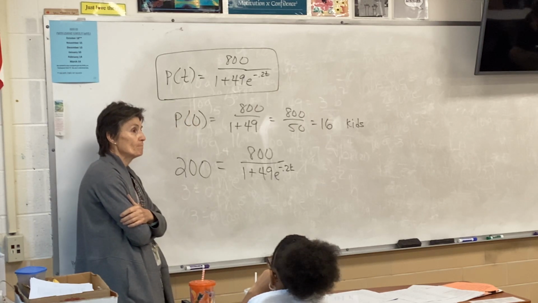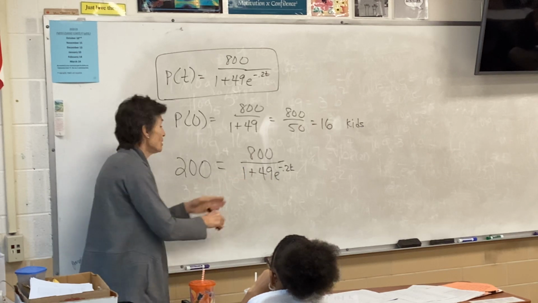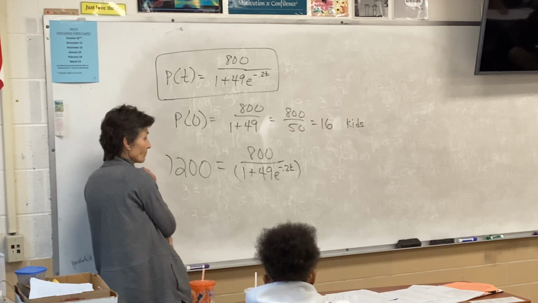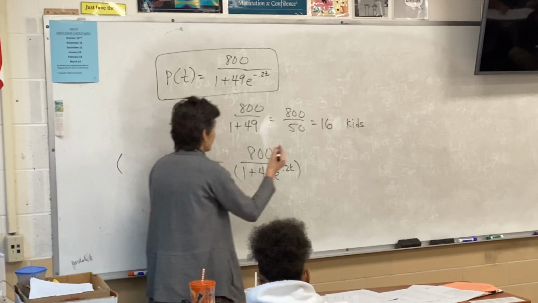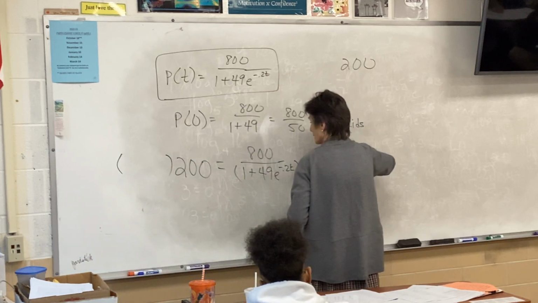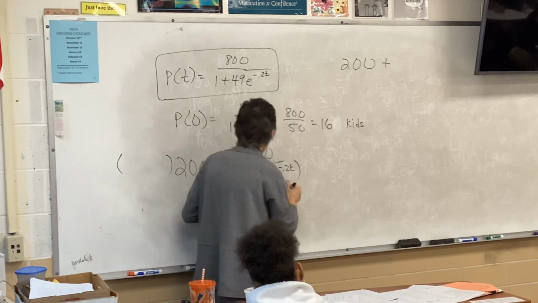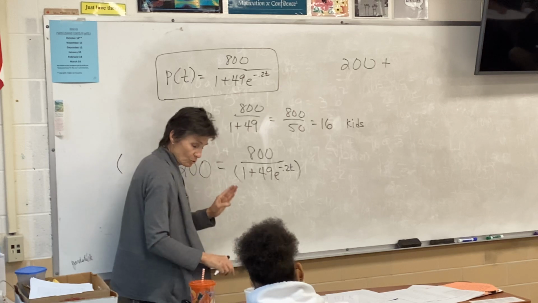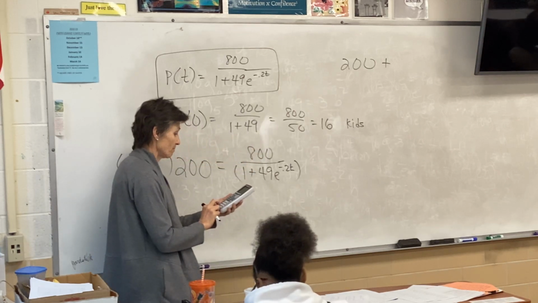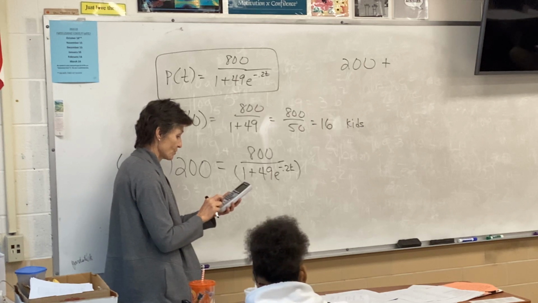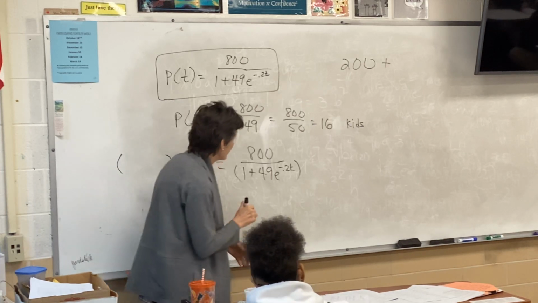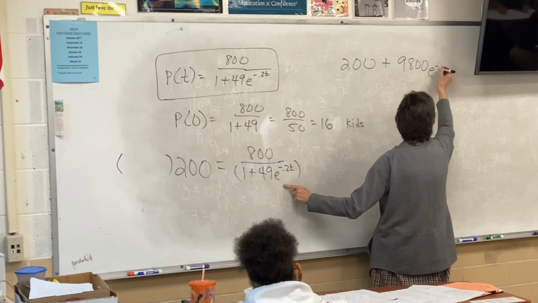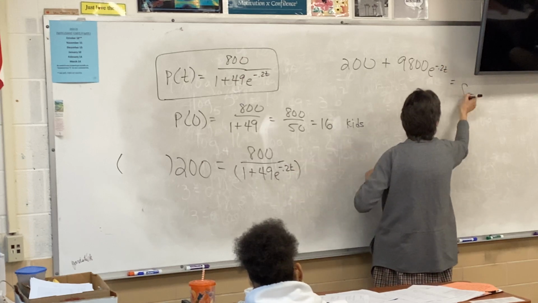Katie? Do you multiply this down? Absolutely. Let's get rid of the fraction. So we're going to take this guy right here and multiply him over here. So that's going to be a distribute. So we're going to have 200 plus, okay, now remember, you're multiplying this over here. So you're taking 200 times 1. Okay, that's 200. Now, what's 200 times 49? I'm not going to trust myself because I'm clearly not thinking straight today. 9,800. E to the negative 0.2t. And that equals 800.